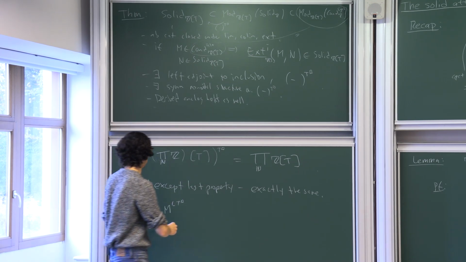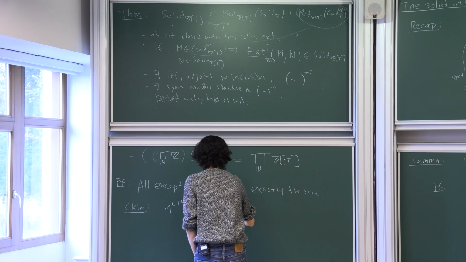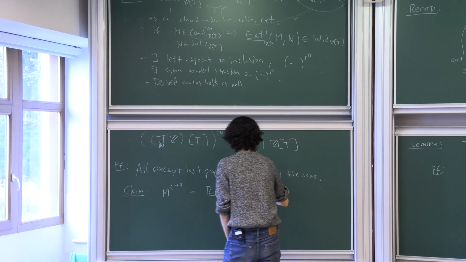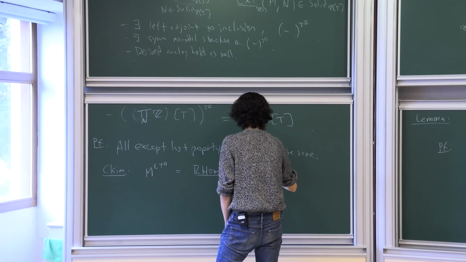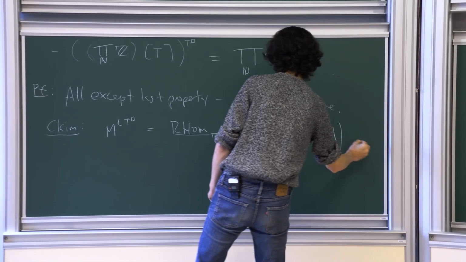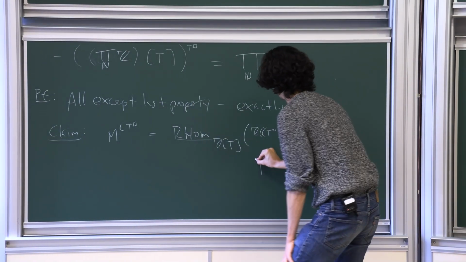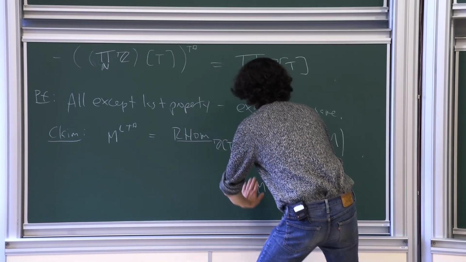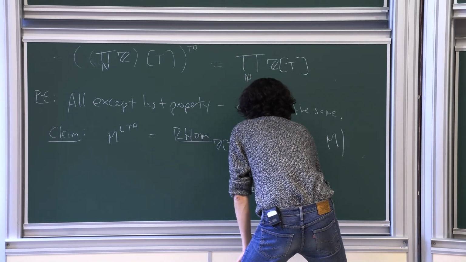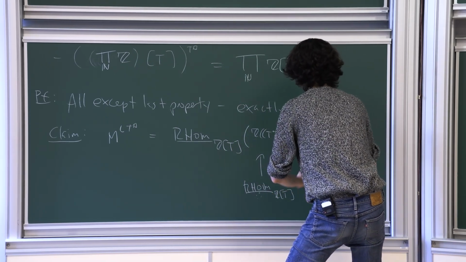Derived solidification with respect to T. So this is just an internal R Hom over Z bracket T from the quotient of this ring by this ring to M. And note that this does have the required map from M because M is R Hom over, minus 1. Shift by minus 1.